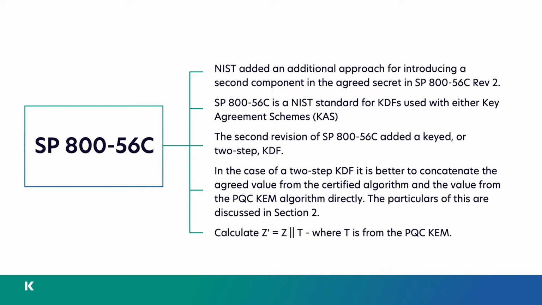This is discussed in section 2 of SP 800-56C, but the main thing it means is that you're double hashing both those values as they're used to calculate a key, which is then used to initialize the PRF that's been used. And normally the PRF is basically an HMAC. All you have to do is actually calculate a new Z value. So Z' just becomes Z concatenated with T, where T is the value that's generated from the PQC KEM.